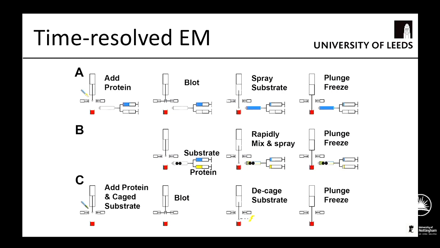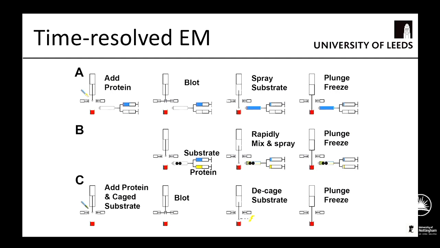This triggers a reaction, and the reaction is then stopped when it hits the liquid ethane. And our time delay of this experiment is from when the substrate hits the grid to when it gets plunged into liquid ethane. This can work very well. The issue here is in the mixing, particularly when you're using a small substrate such as ATP, and you don't quite know if it's landed on the grid or where it's landed on the grid, because you don't get distribution over the full surface of the grid.